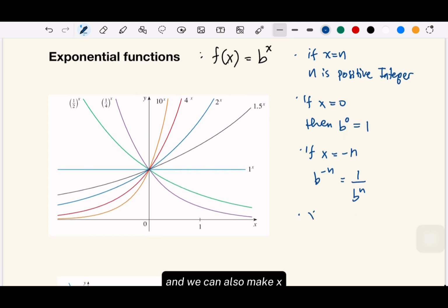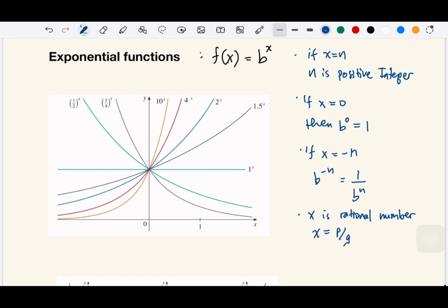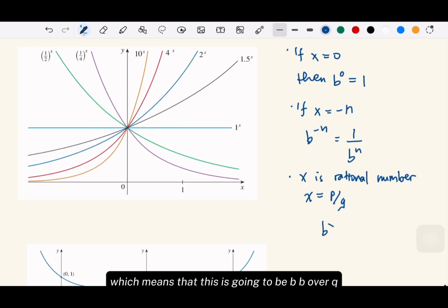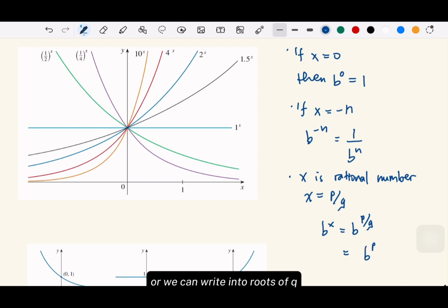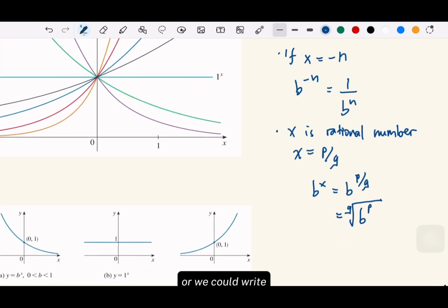And we can also make x a rational number, so we can take p over q, which means that this is going to be b with power of p over q, or we can write it into the q-th root of b to the power p, or we could write it like that.